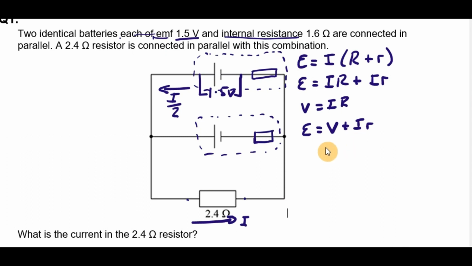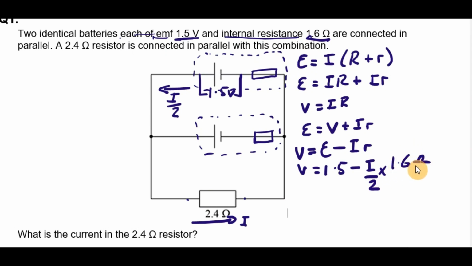So let's just rearrange this equation to give me that the terminal PD is going to equal the EMF minus the current times the internal resistance. And I can just put a couple of numbers in here as well. The EMF we're told is 1.5 volts. The current we don't know, but we do know it's going to be half the current we're looking for, so I'm going to put I over 2 for the current there. And the internal resistance we're told is 1.6 ohms.